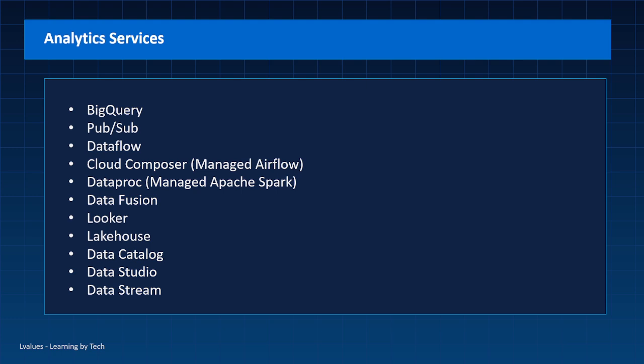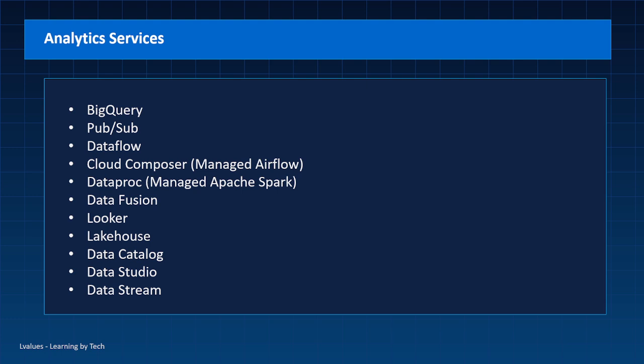One more service, Dataproc. Again, it is a similar service to Apache Spark. If someone has worked on Apache Spark, it is the same service. If you have your Apache Spark code on an on-prem system and want to migrate, then you can use this Dataproc service.